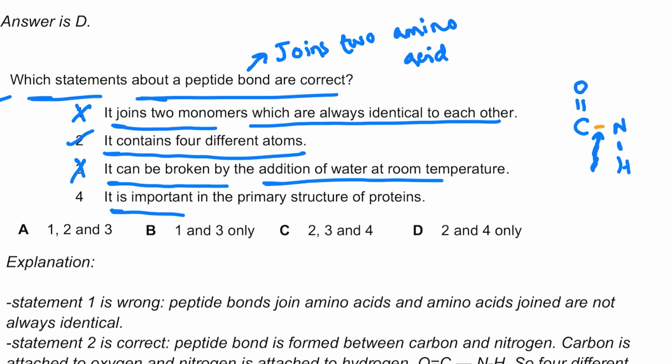It is important in the primary structure of the proteins. Yes, as we all know, primary structure is the sequence of amino acids in a polypeptide, and the amino acids are joined in a particular sequence with the help of the peptide bonds. So peptide bonds are important in the primary structure. Peptide bonds hold the primary structure of protein. The answer should be D, 2 and 4.